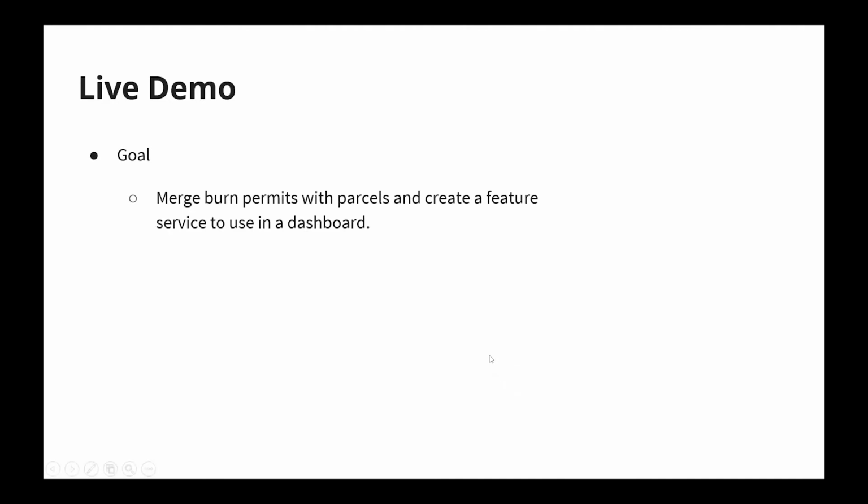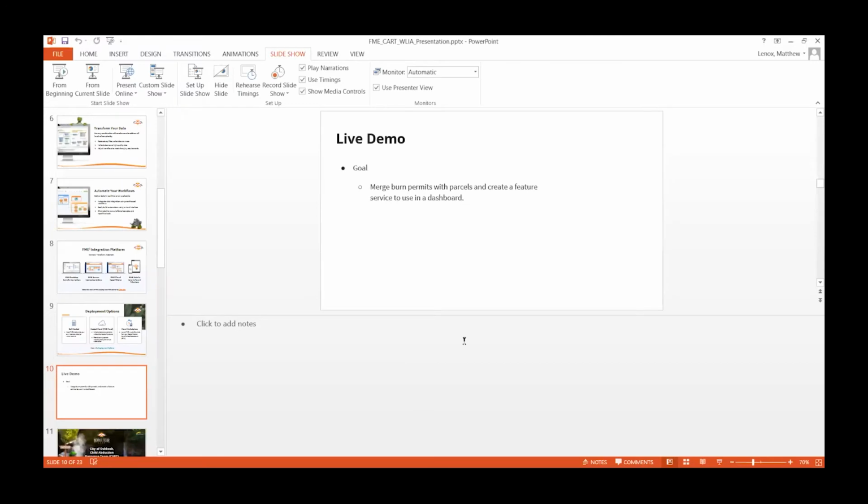The goal of this demo is I have some permits from the city's permitting software that are for burn permits specifically. And it's just a table with no geometry. So I'm going to merge those permits in with our parcel data. I'm going to create a feature service on ArcGIS Online that then can be used in a dashboard, or can really be used in anything once it's up there.